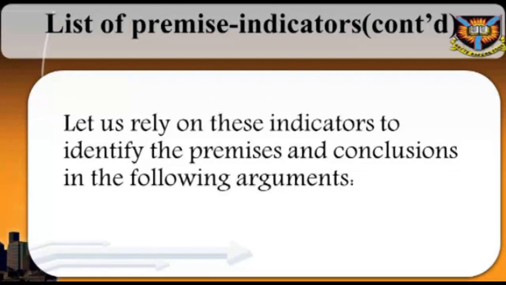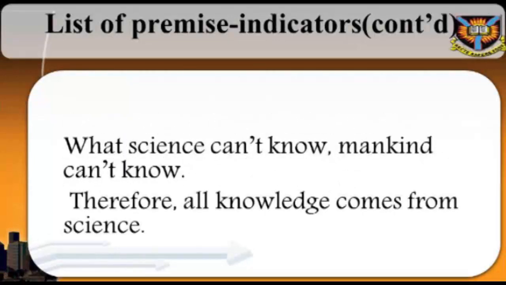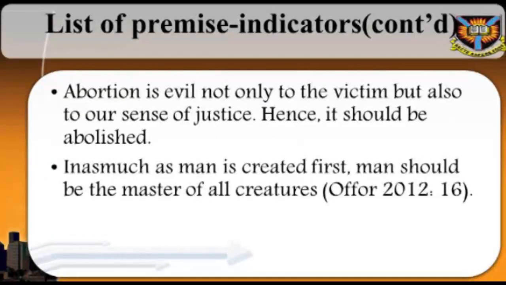Now, let us rely on these indicators to identify the premises and conclusions in the following arguments. 1. What science can't know, mankind can't know. Therefore, all knowledge comes from science. 2. Abortion is evil, not only to the victim, but also to our sense of justice. Hence, it should be abolished. And lastly, 3. Inasmuch as man is created first, man should be the master of all creatures. Offor, 2012, page 16.